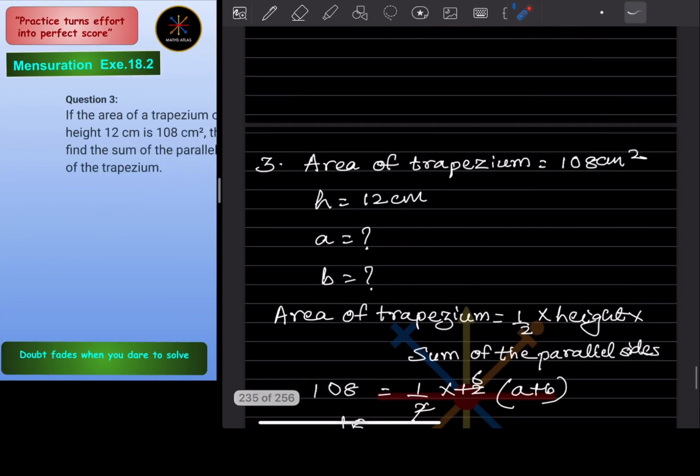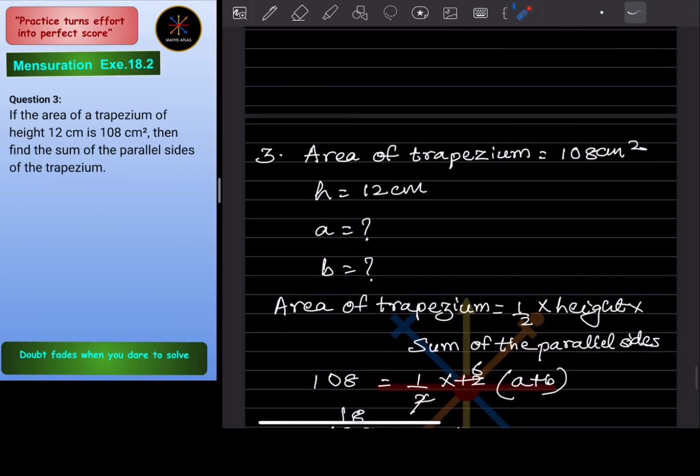The next question, number 3: if the area of a trapezium of height 12 centimeter is 108 centimeter square, then find the sum of the parallel sides of the trapezium. So 108 means the area of the trapezium, so this area is 108 centimeter square.